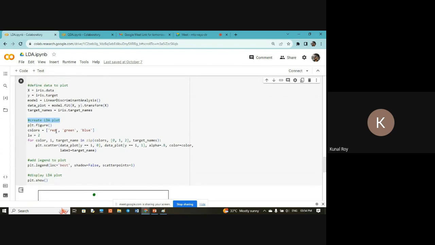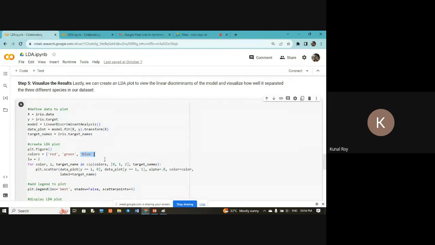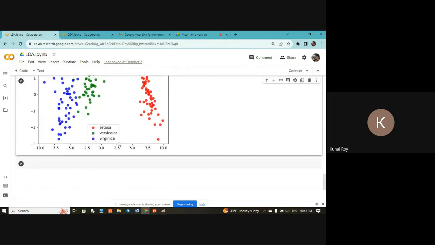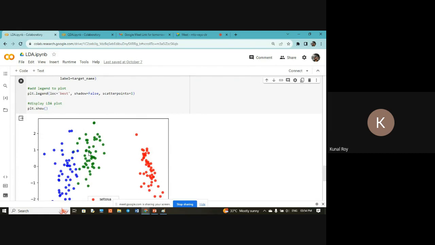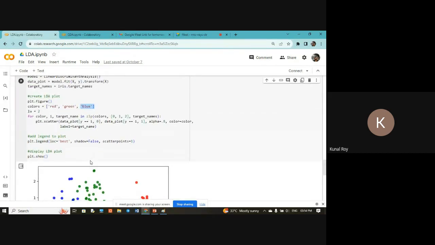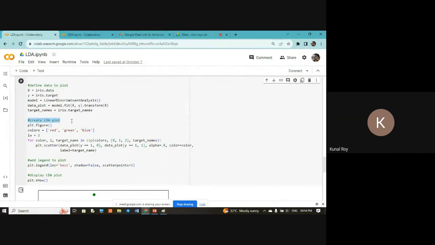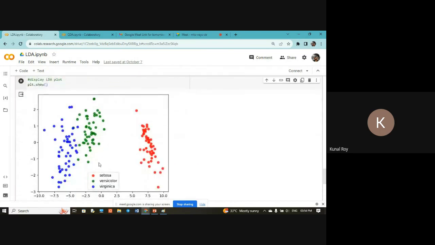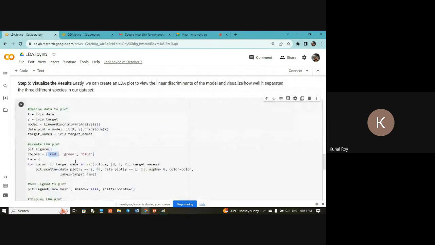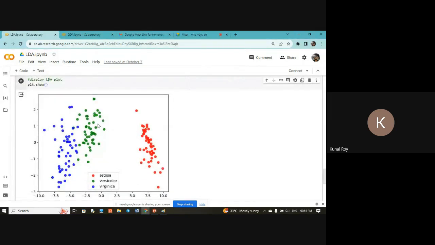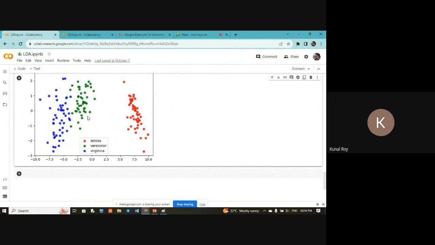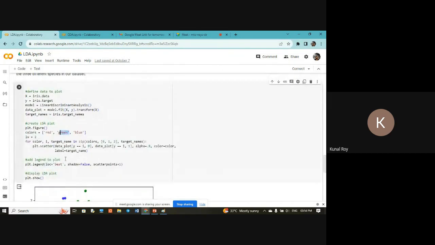Now what is the plot for this? Red, green and blue. I have three dependent variables, that is setosa, versicolor and virginica, which give me the classes of data predicted using the LDA approach. So we have created an LDA plot. The red signifies the setosa part, the green signifies the versicolor part, and the blue signifies the virginica part. So we can plot like this.